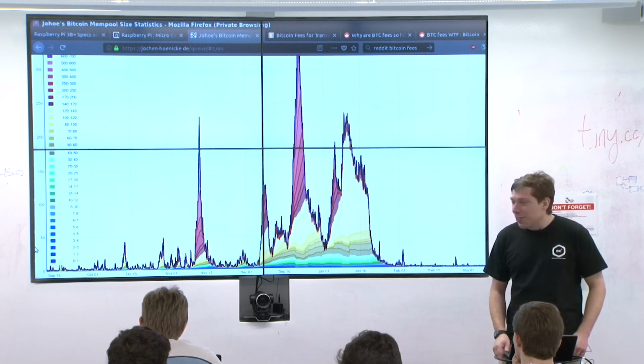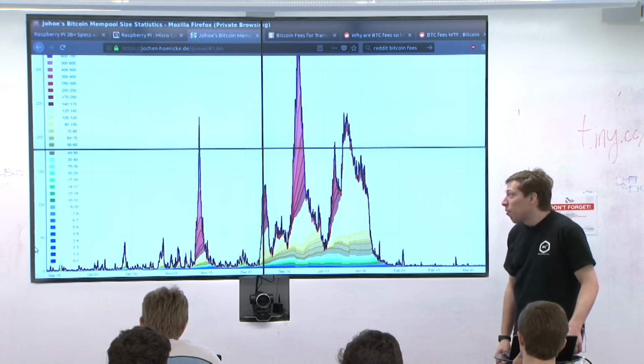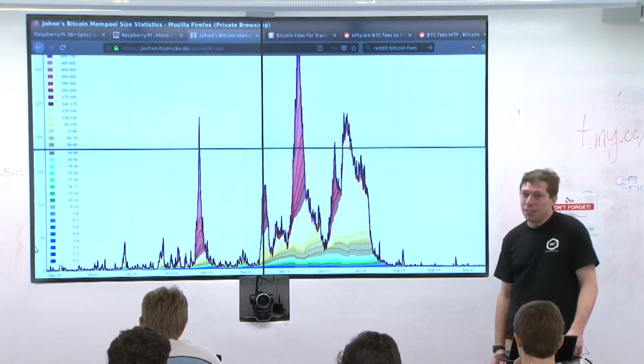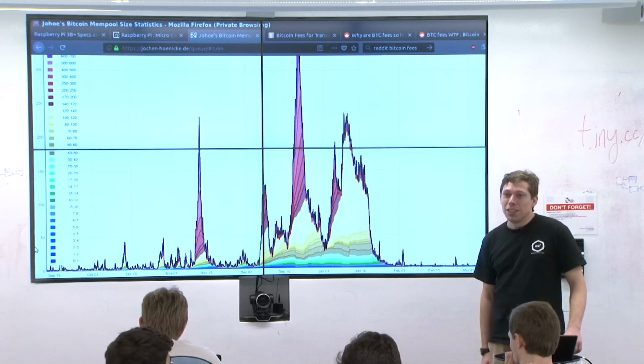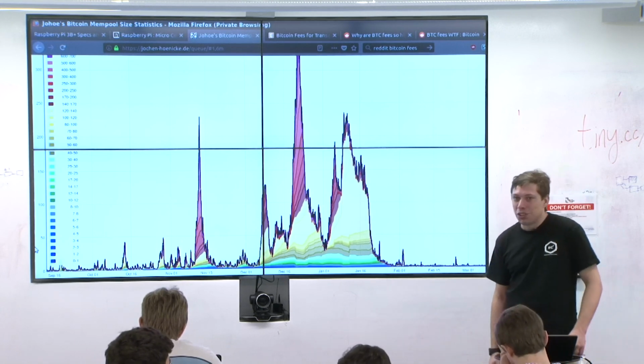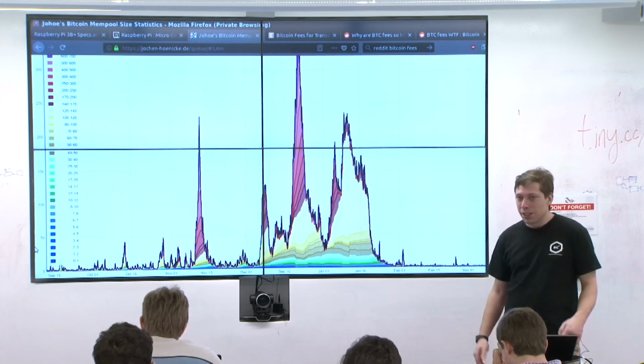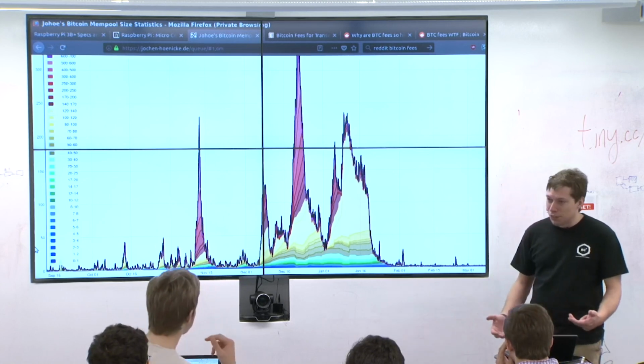So this is a hard market to deal with. This is a hard problem to deal with. And it wasn't something people were dealing with until a few months ago. Most of the time you could get by with just setting a low, fixed fee or something and it would work. But now we're really seeing the fee market develop.